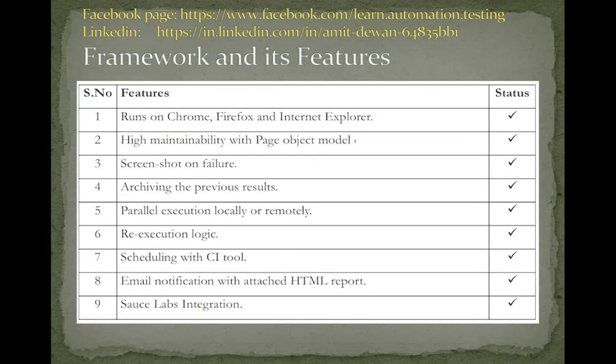So the most important part included in automation is its framework. The better the framework, the better the QA automation. So the features which a framework should include, at minimum: it should run on Chrome, Firefox, Internet Explorer, and also browsers like Safari and Opera. It should have high maintainability with the Page Object Model. It should include screenshot on failure. It should archive the previous results.